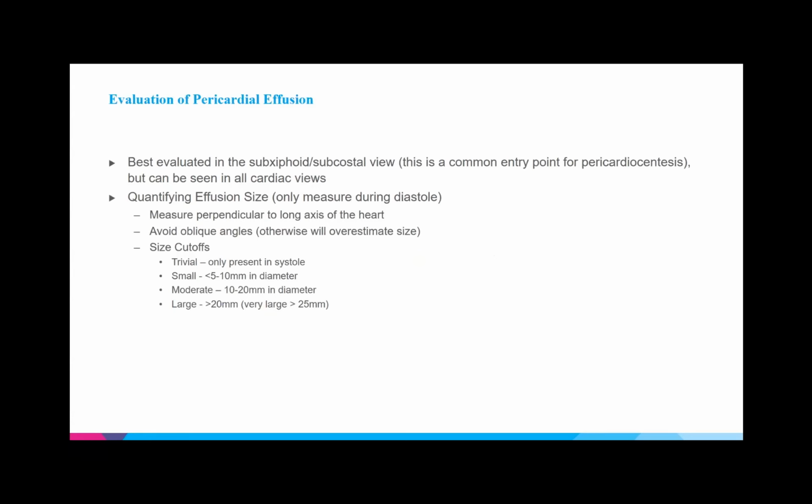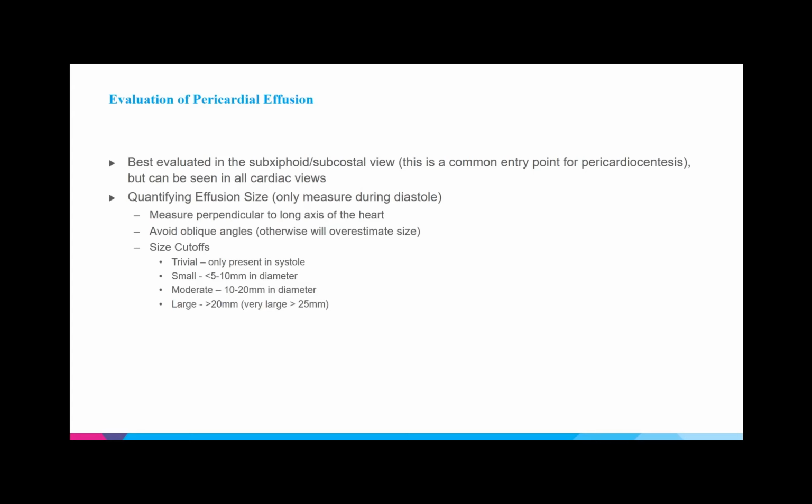In terms of quantifying the effusion, you want to make sure when you're measuring it that it's perpendicular to the long axis of the heart. You want to avoid oblique angles, because if you are not perpendicular, you might overestimate the size. And we quantify pericardial effusions as either trivial, small, moderate, or large. This is how we size them up based on the diameter.